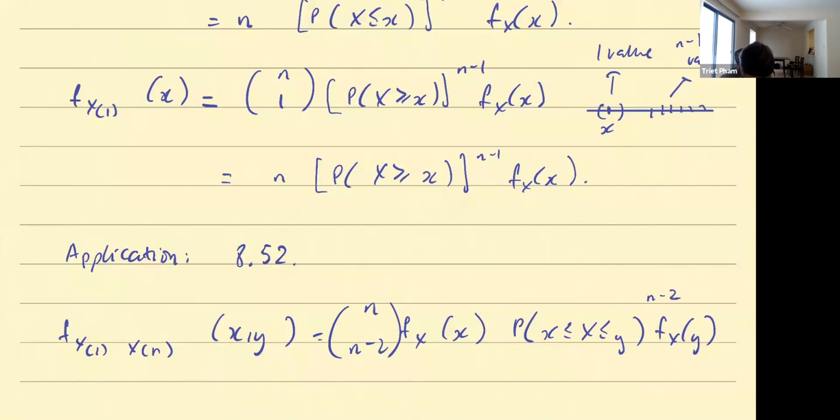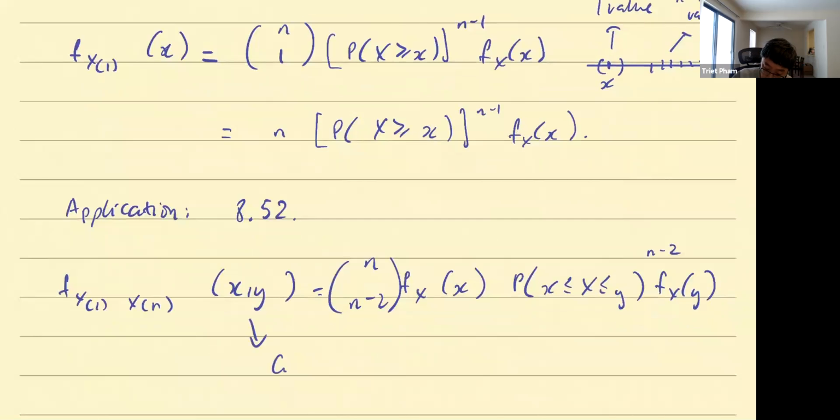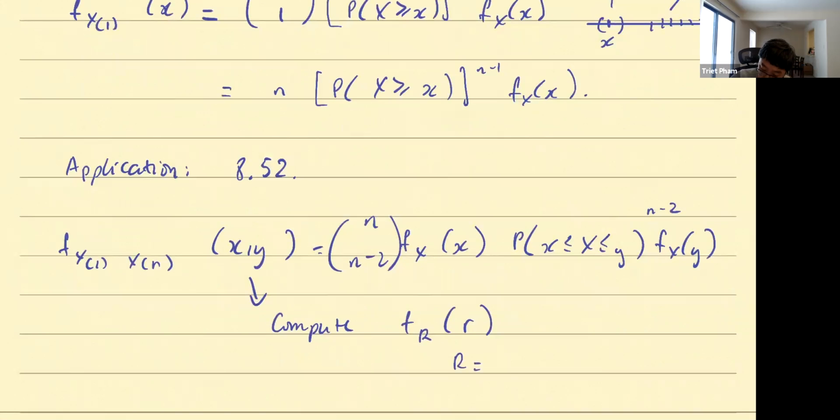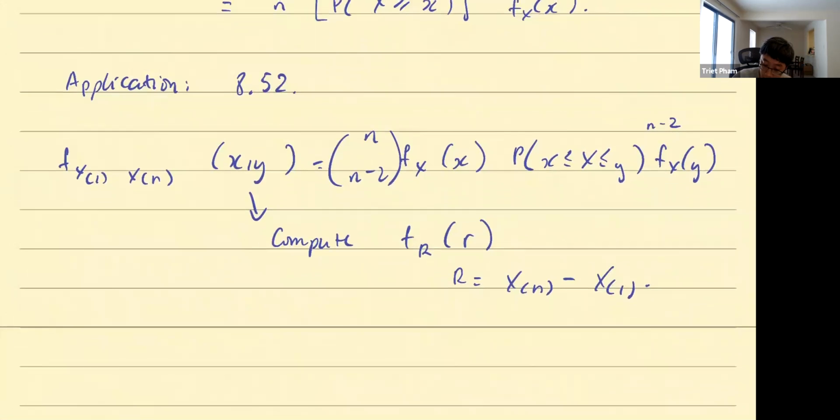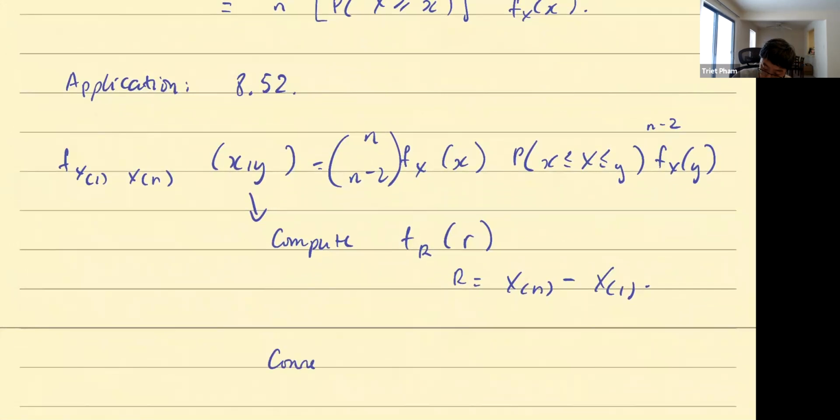All right. And that is the logic. By the way, this is super important because this allows you to compute the density of the range, where the range is the max minus the min. And you see how this is exactly connected to transformation of variables in your quiz 1.